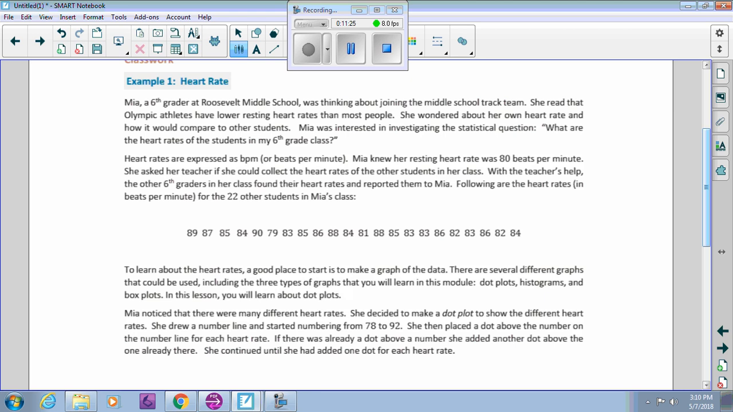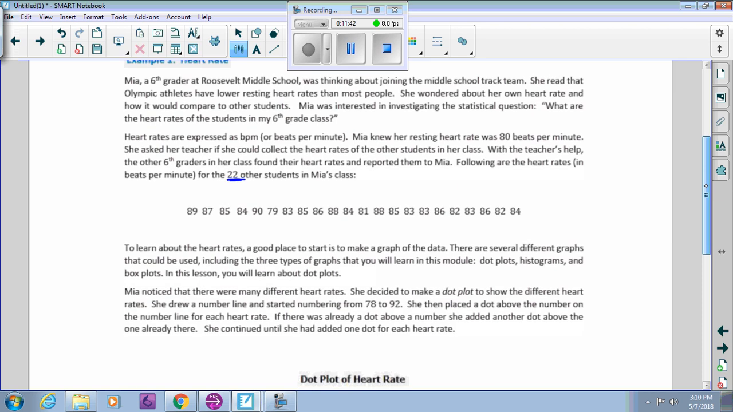All right, so we've got this big list of numbers. One thing you should always do is make sure you know how many data points there are. In this case, there's 22. Okay, so we know that we have to make a dot plot with 22 points on it.